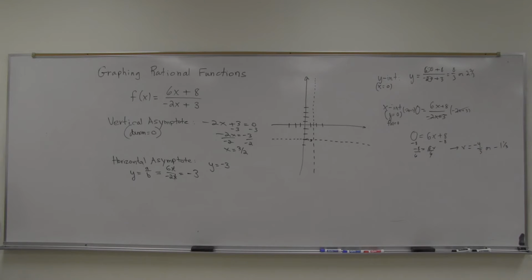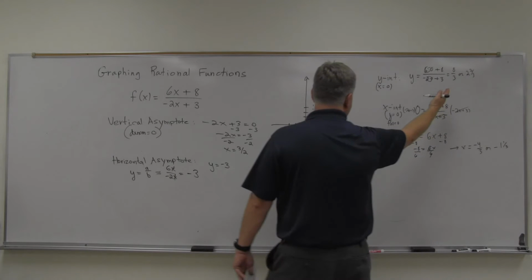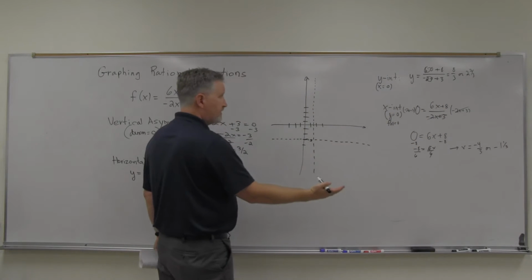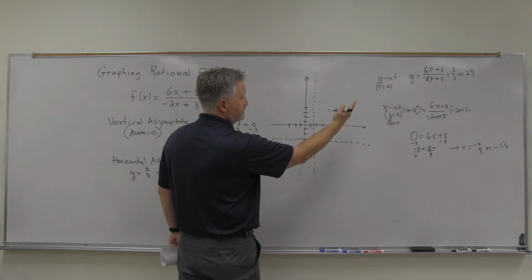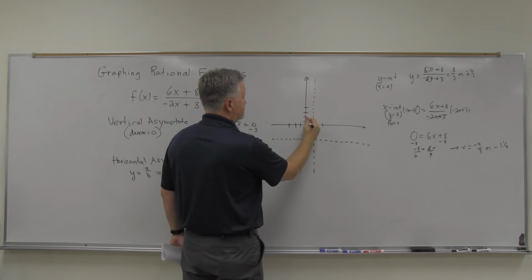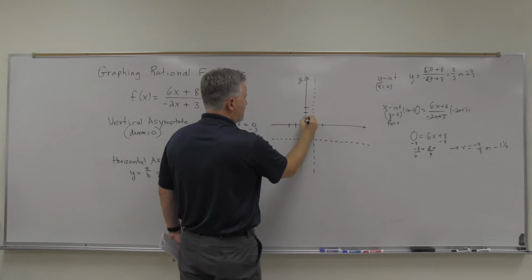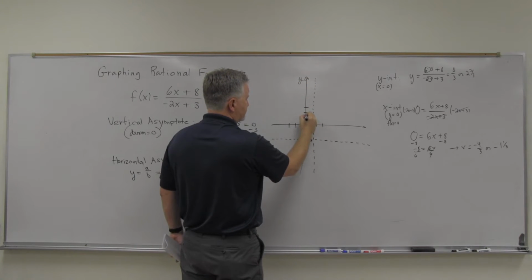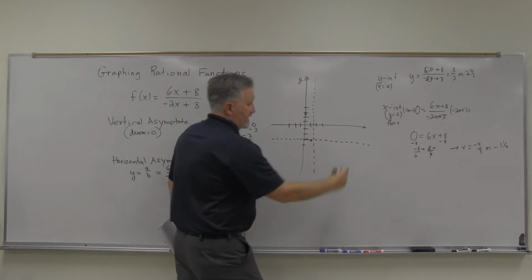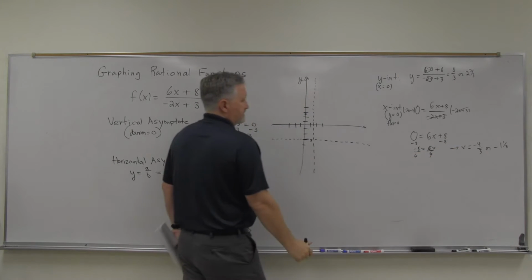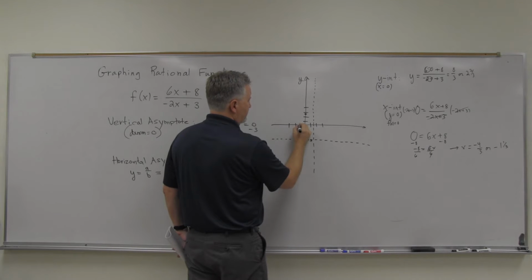With me there? Okay. All right, so putting those points on here, those are the intercepts. So the y-intercept's 2 2/3. That's where it crosses the y-axis. The x-intercept is where it crosses the x-axis, so that's negative 1 1/3.